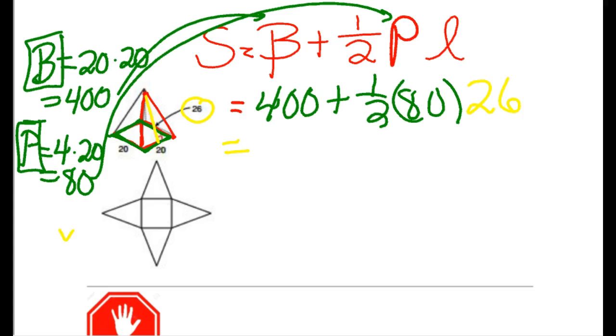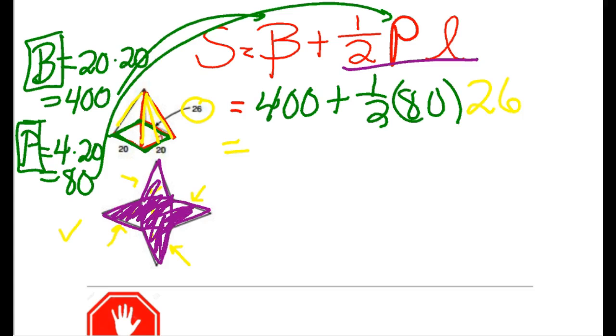And then here's the net for it, by the way. This is what would happen if you cut each of these on the seams and all those triangles fell flat on the floor. And that's really what you're finding, the surface area of this. The capital B gives you this part. The 1/2 PL gives you all of these. And then when you add them all up, you end up covering the entire surface.